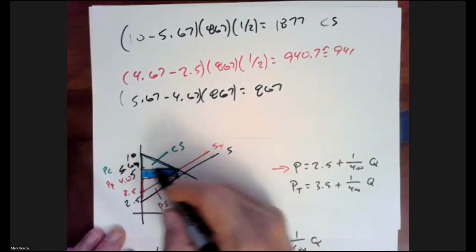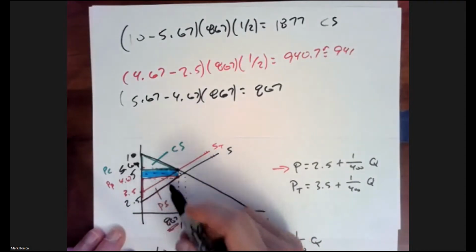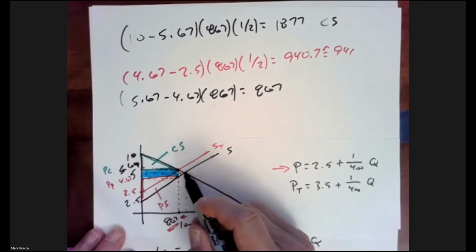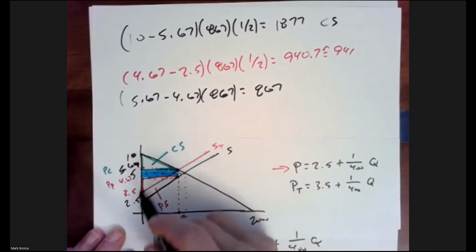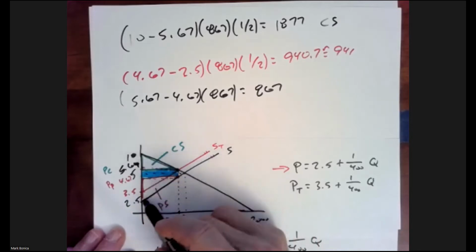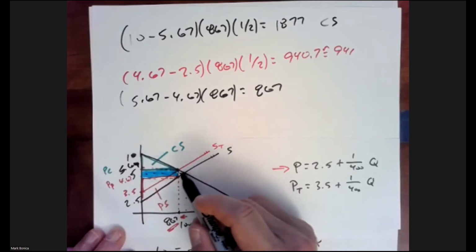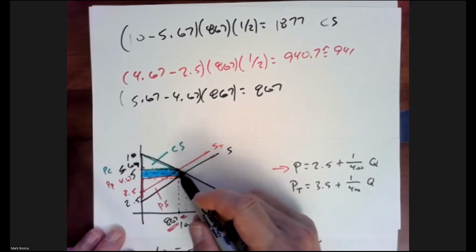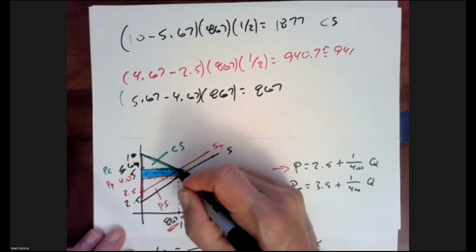Right. Consumers got 1867. The government gets this much. Isabel gets this much. But what about this triangle? It used to be that this whole thing would have been split between the consumers and Isabel, right? The consumers would have gotten this top half. Isabel would have gotten the bottom half. It's not quite halves, but now we're losing this triangle here.